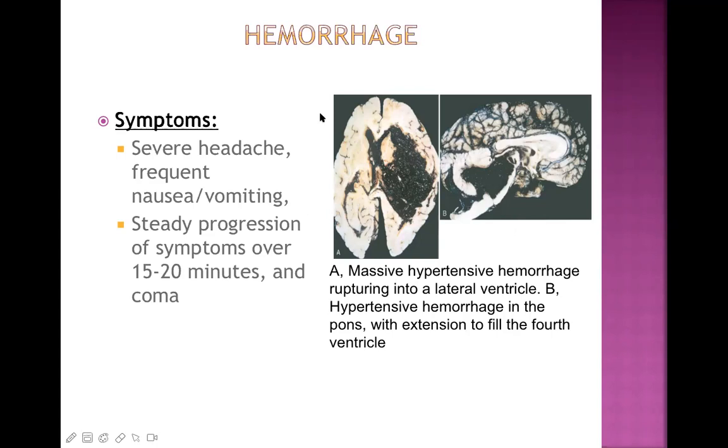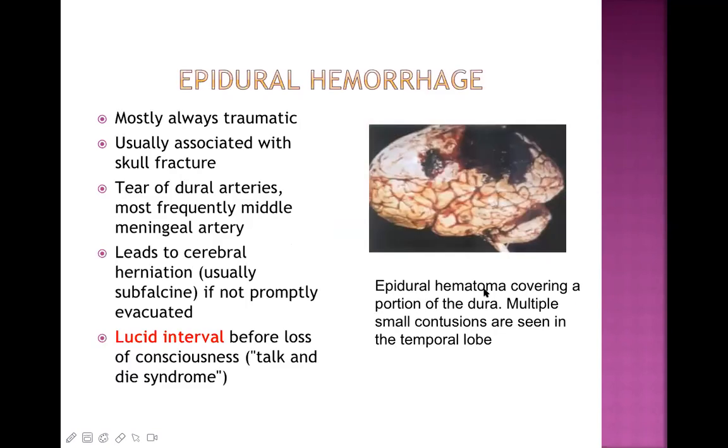Now look at this picture here. Okay, there is a big blood clot. This blood clot is because of hemorrhagic stroke. Another type of hemorrhage which occurs inside our cranial cavity, okay, is epidural hemorrhage.